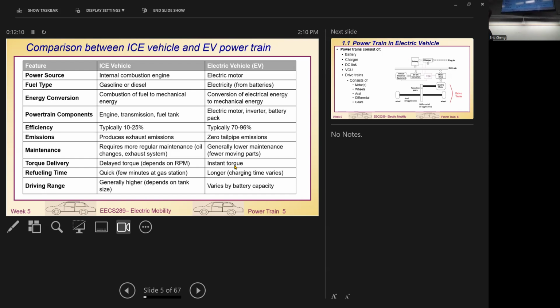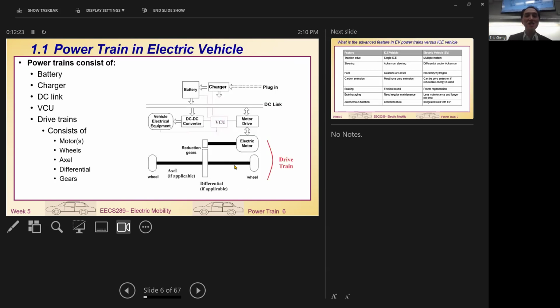Anyway, driving range, of course, all depends on the battery. You put more battery there, then you can drive a longer time. However, for gasoline vehicles it depends on tank size as well. So that's the typical comparison. Here is the powertrain, and also the so-called drivetrain.